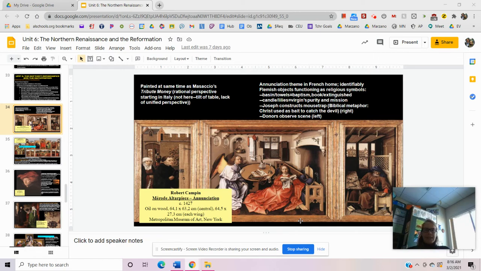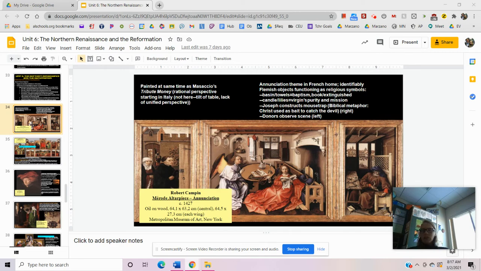But now we're going to see kind of some different stuff happening here in Northern Europe. So our first piece is Robert Campin's Mérode altarpiece. This is the Annunciation. So here we can see Mary with the angel Gabriel visiting. And off to the side, we can see Joseph over here, Mary's husband, the human father of Jesus, constructing a mouse trap. So just a guy building stuff, but a metaphor that people at this time would have understood as, like it says up here, Christ used to catch the devil, bait to catch the devil.